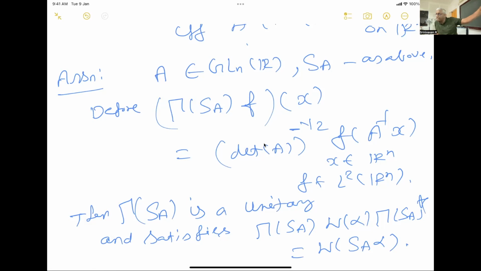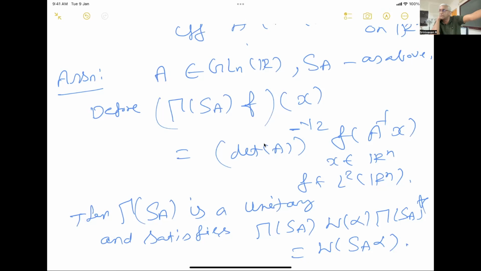So the map is clear, right? It takes a function in L2 of Rn, and it gives a new function. That is just transformed by a matrix. So it will be again L2. It's clear that it's a unitary. It preserves the norm, that is clear. If you want to take the L2 norm, you will get an L2 norm here.